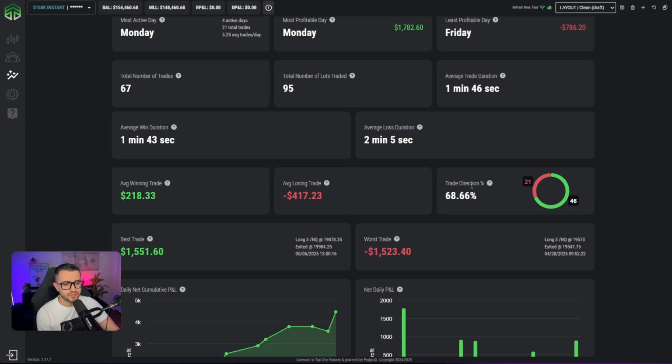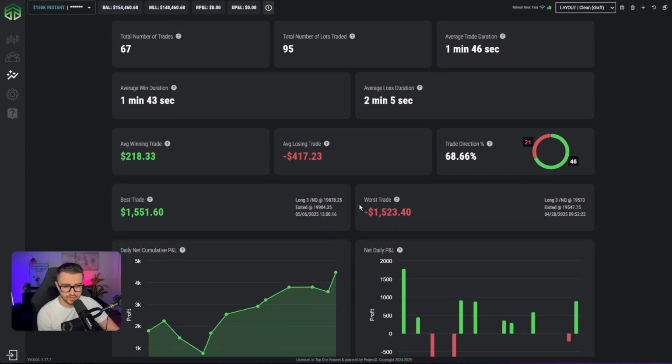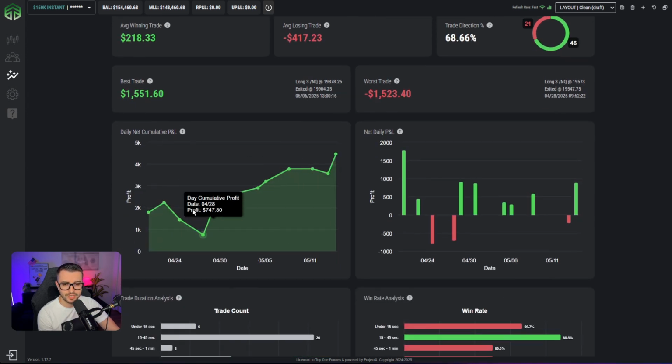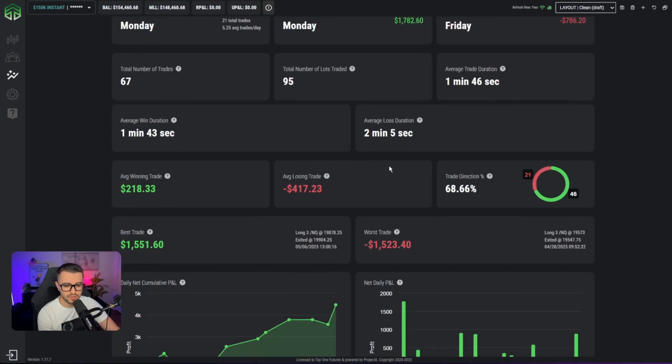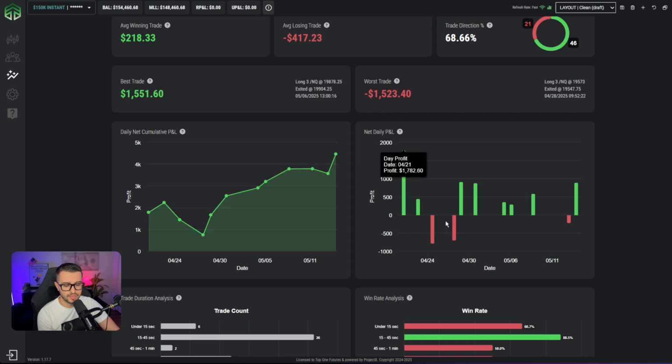Trade direction here. So how many trades I've gone long versus how many trades I've gone short. Not something I really look at. For me, it's all the same, but there are some people who have troubles going short or long, but for me, it's all the same. Best trade here and worst trade, and it also shows you the contract amount you entered long versus when you exited, and also the date and time. You also get the daily P&L graph here as well, same graph that you get up here, and also shown in this form.